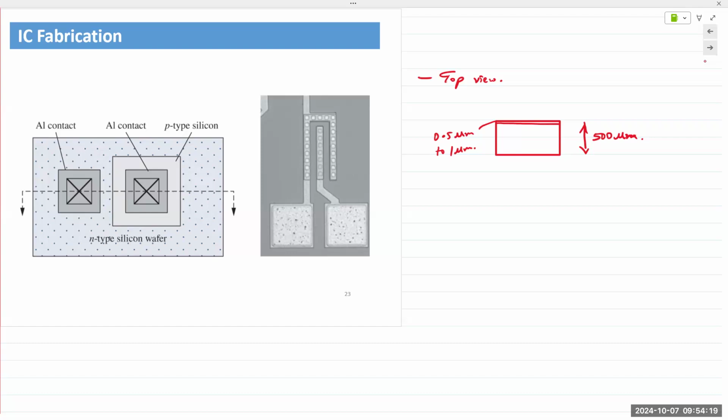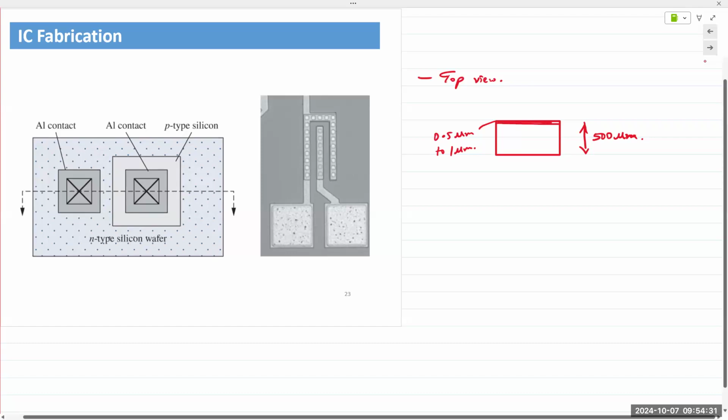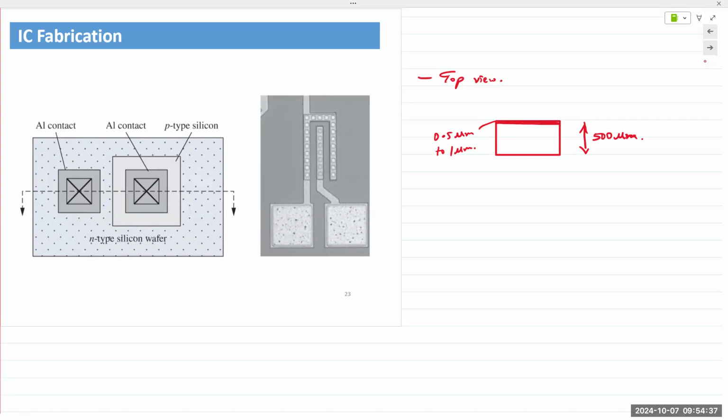And that oxide thickness is probably 0.1 or 0.2 microns. Very, very thin. So if we make microchips, they are in the top less than 1% compared to the thickness of the entire wafer. The rest of it is wasted, not used at all.